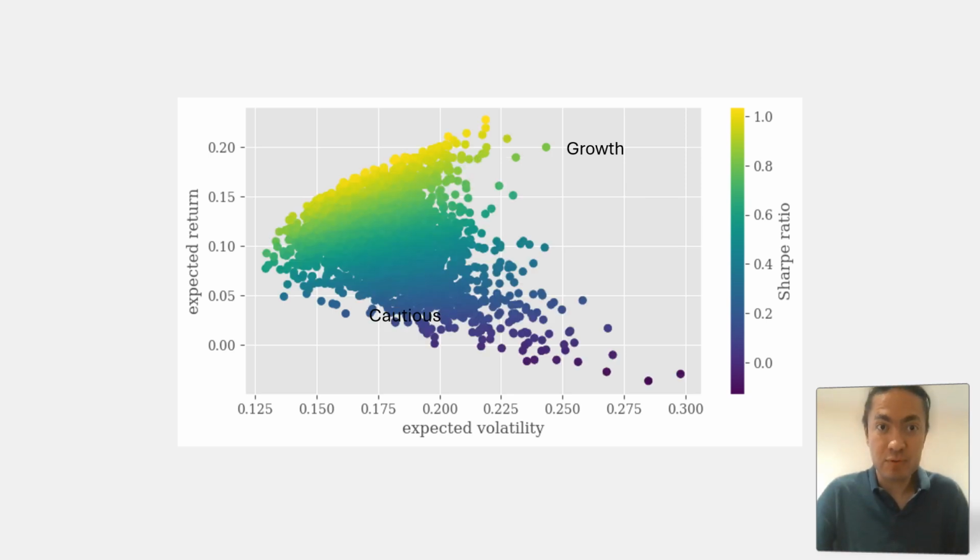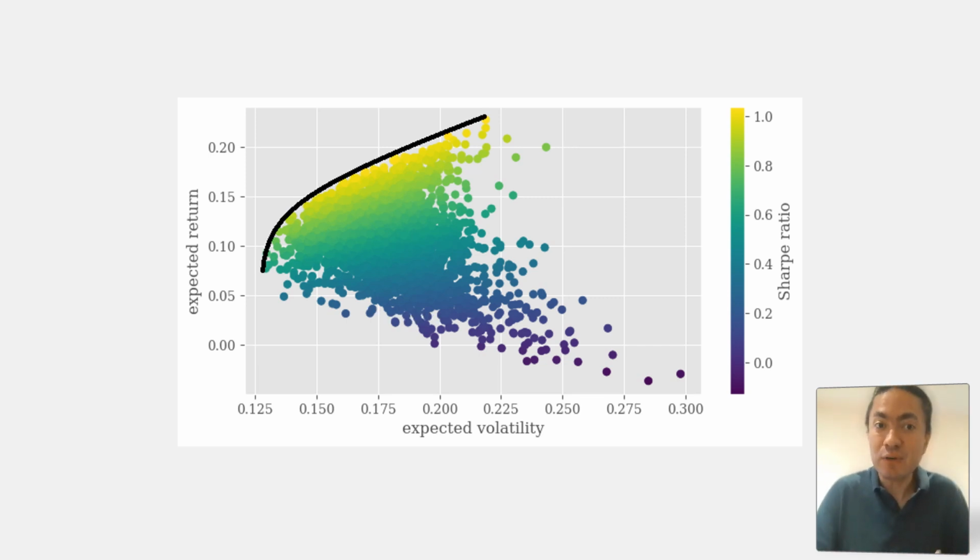Now it's possible to see that our cautious portfolio can be improved substantially by navigating all the way up on the chart until we get a portfolio that has the same risk but a much higher expected return. And what about our growth portfolio? Well, it was also suboptimal because you can also navigate towards the left and find a portfolio with the same return and a much lower risk.